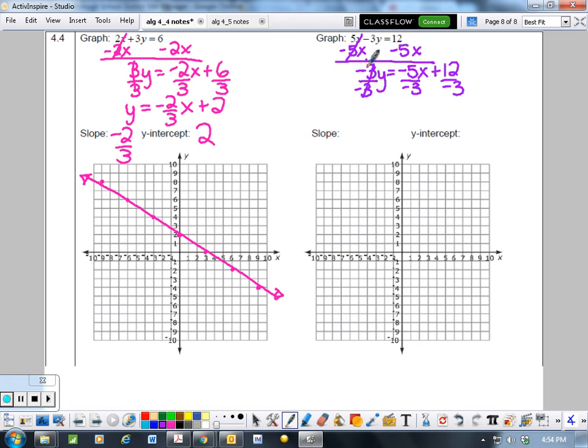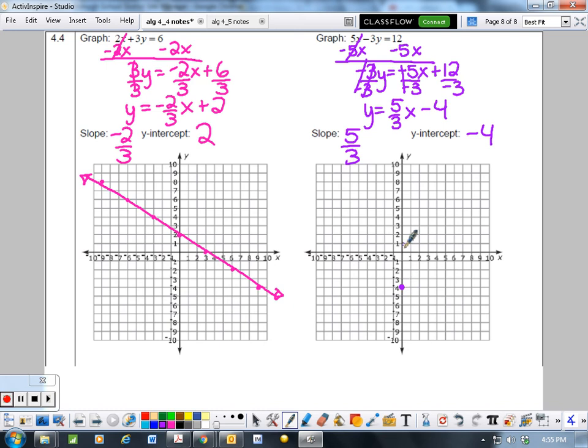So the 3's cancel, the negatives cancel. I now have y equals 5/3 x, and 12 divided by negative 3 gives me negative 4. So my y-intercept is negative 4, so I'm going to go down 4. And then I have a slope of 5/3, so I'm going to go up 5, right 3.